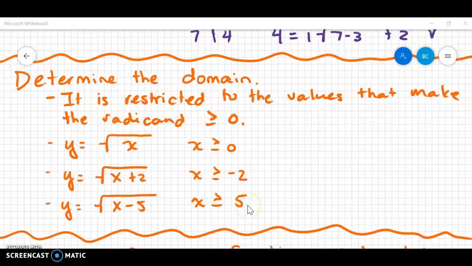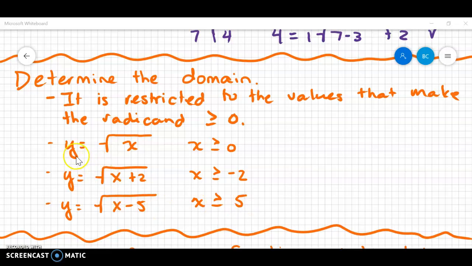I want to come back to this idea of the domain being restricted, because the number under the radical symbol, the radicand, always has to be positive. So if you're asked to determine the domain, one way of doing it is to graph the function and then to just look and see that all of your x values are always greater than a certain number. But keep in mind that what's driving that is the fact that the domain is restricted to the values that make the radicand greater than or equal to 0.